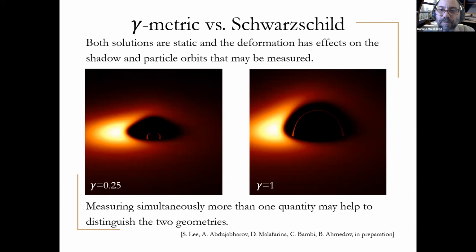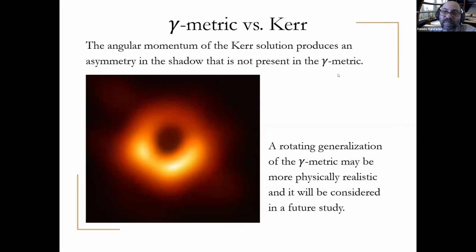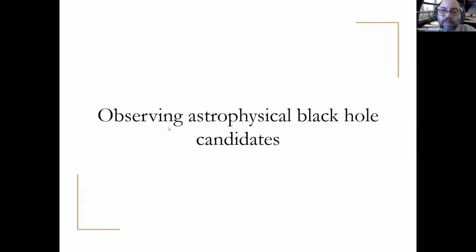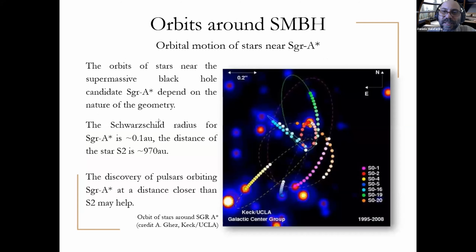So can we actually put some constraints from observations? Well, the gamma metric is non-rotating, so we would have to, I'm finishing, we would have to consider rotating sources, so a rotating equivalent of the gamma metric, which is something that we are starting to do right now. And so finally, where would we be able to actually see these things?